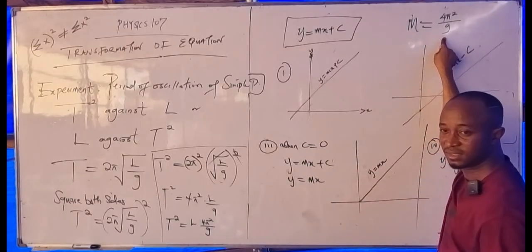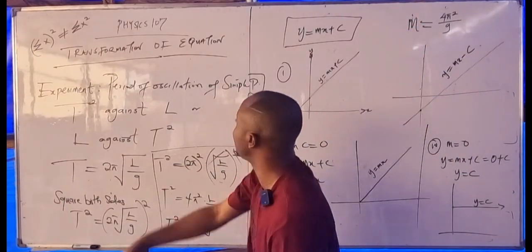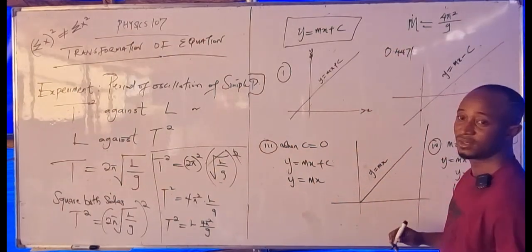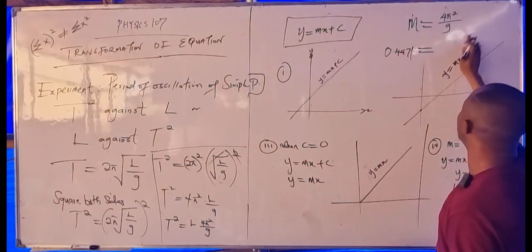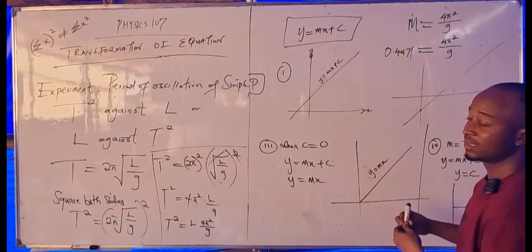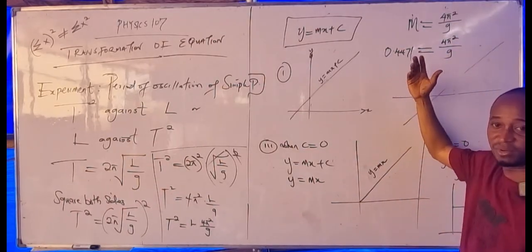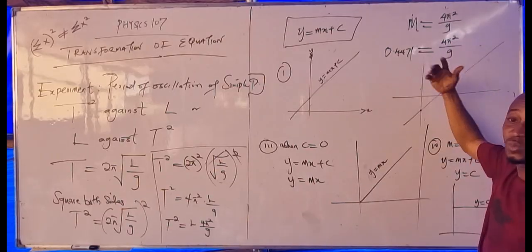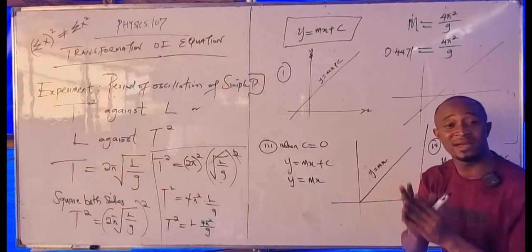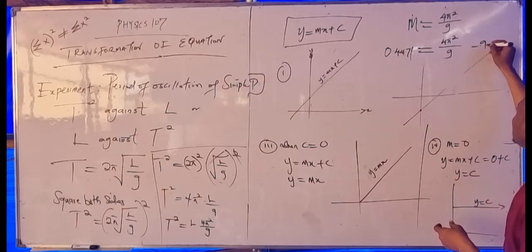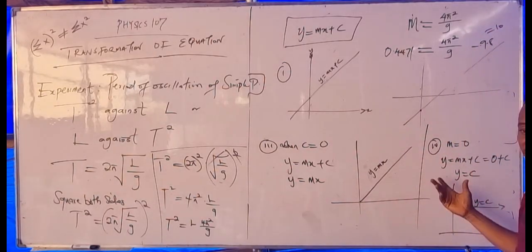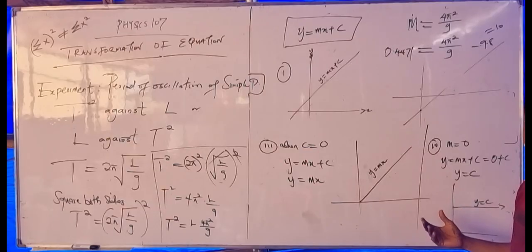Let's say after plotting your graph, your slope is now 0.4471. What do you do to find G? Equate that slope to 4 pi square over G. Then make G the subject of the formula. What's your pi? 3.142. Square it and find your G from here. If your experiment is accurate, your G should be around 9.8 or 10. You have to find G from your graph under simple harmonic motion.